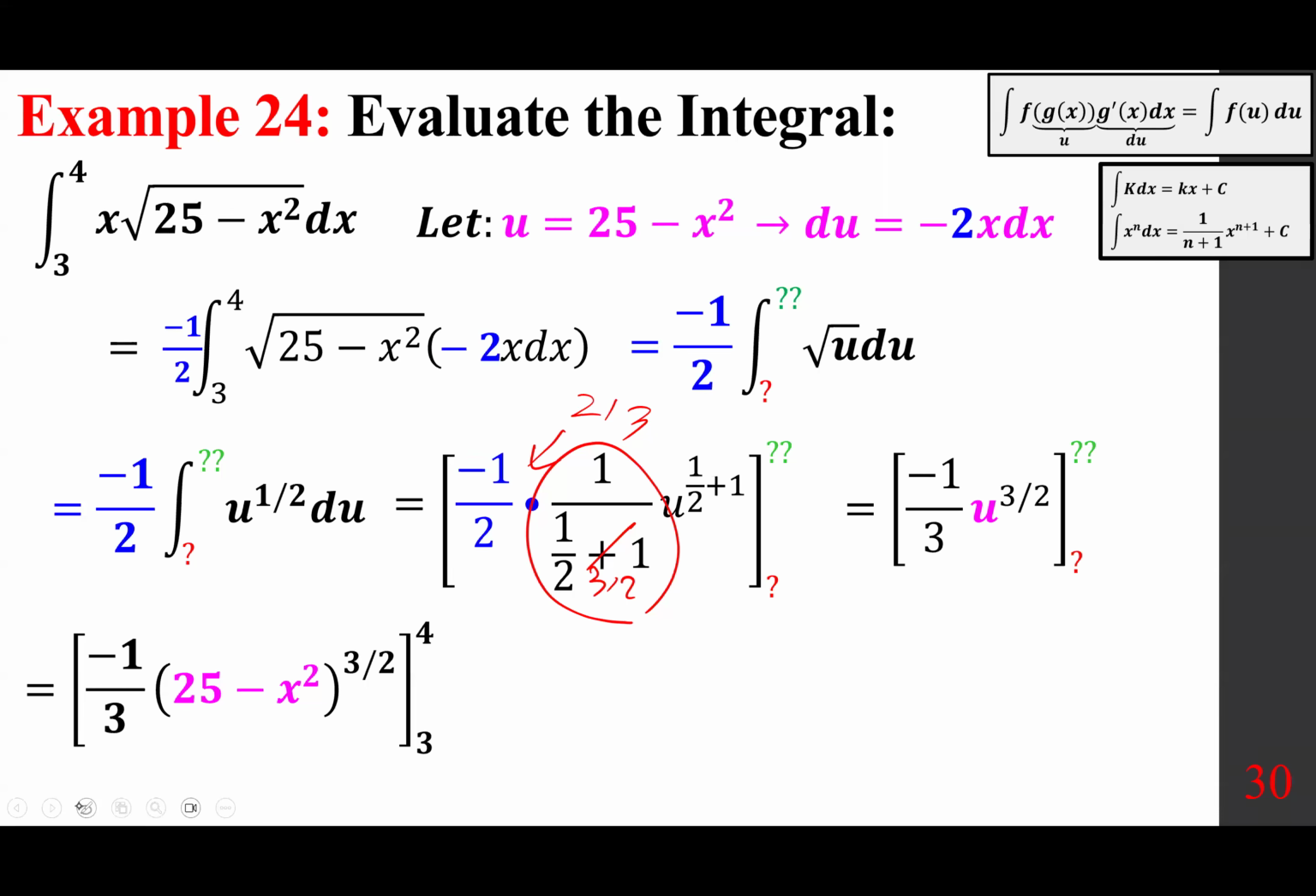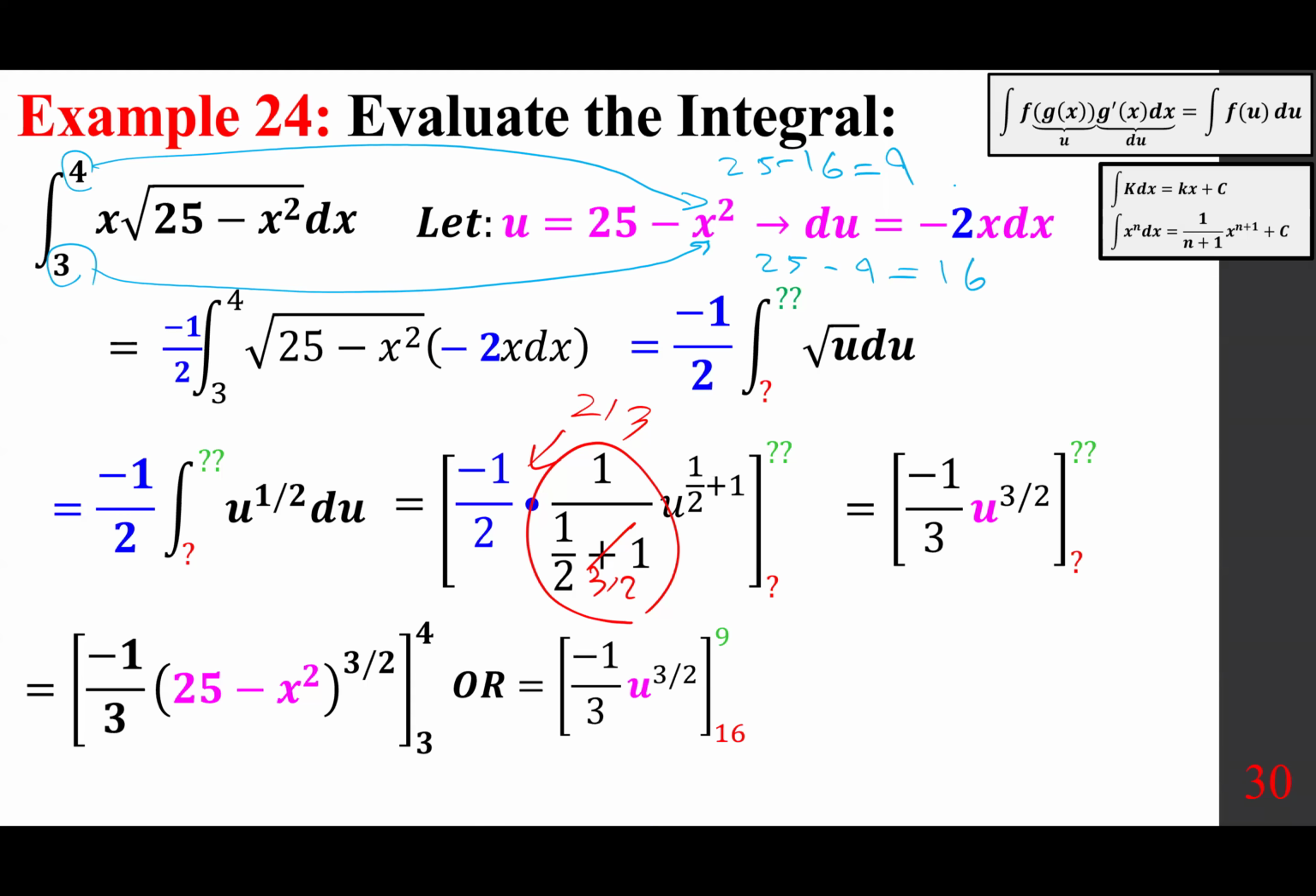So what should you do? I would use the lower limit. 3 squared is 9. 25 minus 9 is 16. So 16 is the new lower limit. The upper limit I put here, 4 squared is 16. 25 minus 16, 9 is the new upper limit.